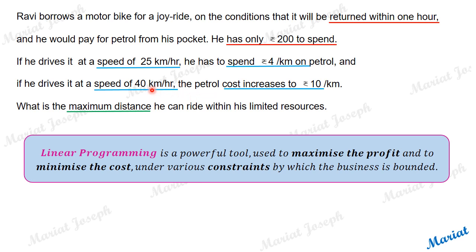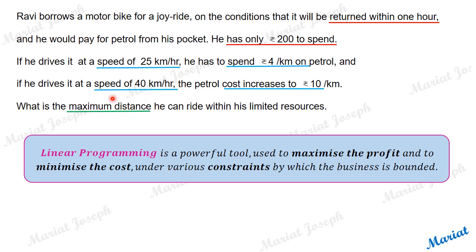Let's take a case. If he chooses 40 km per hour, in 1 hour he will ride 40 kilometers. For that, he will have to spend 40 into 10, 400 rupees, which he doesn't have. But if he chooses the other speed, in 1 hour he will cover 25 kilometers. It will cost him only 25 into 4, 100 rupees. He is left with another 100 rupees, but the time is over. He feels bad. Now let's see how linear programming can help him out here.